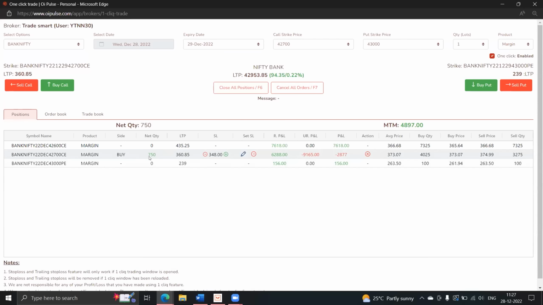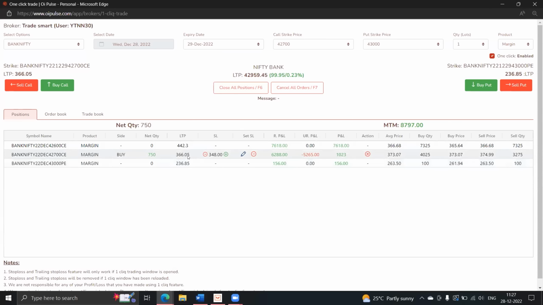Earlier we had 500. Now we have added it around 750, because as it is moving lower, your stop loss will be there. You will also be able to enjoy the benefit of placing a stop loss for the entire quantity. Okay, that's the beauty which we have done for you.